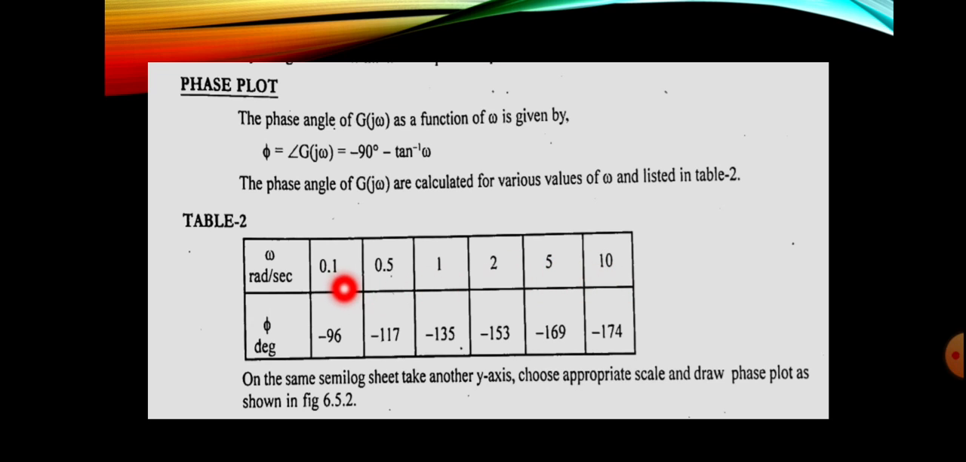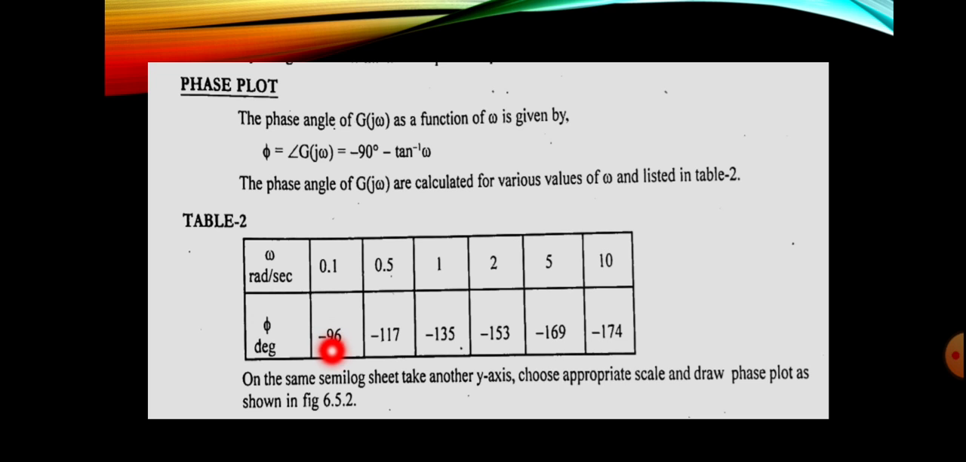Different values are taken. 0.1, 1 and 10 are in the magnitude plot, so those points are kept here, and other values you can take as you wish. You are simply substituting these omega values in this equation so that you get the phase value phi. You will get different values, minus 96, minus 117, like that. You can make the calculation in the calculator.